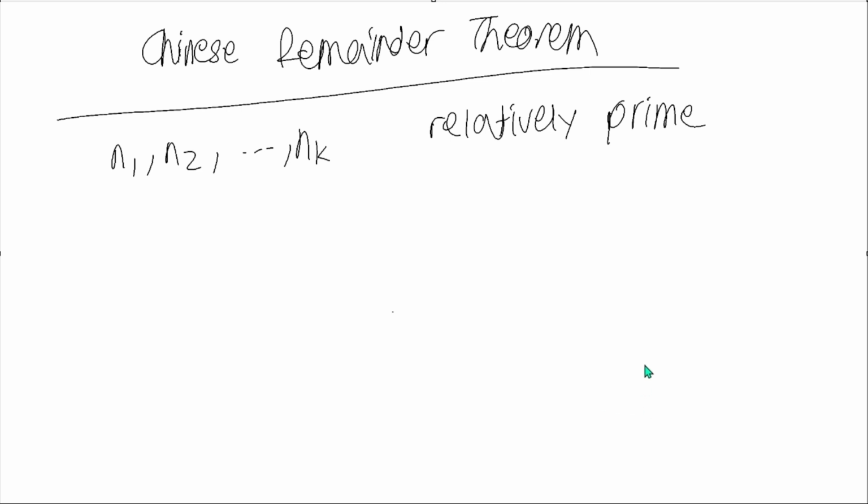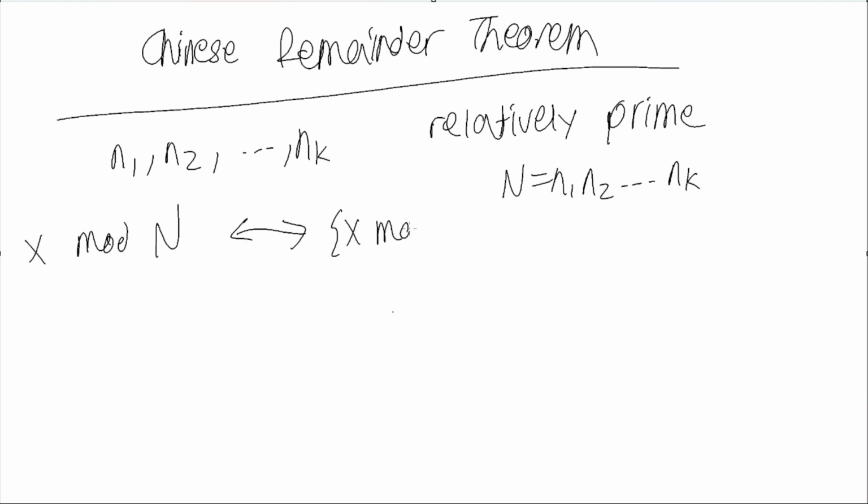Then for any integer x, and we're going to let n be n1, n2, all the way to nk, their product, that means that the remainder when x is divided by n has a unique one-to-one correspondence. There's a unique way to recover it from the set x mod n1, x mod n2, and so on and so forth, all the way to x mod nk.